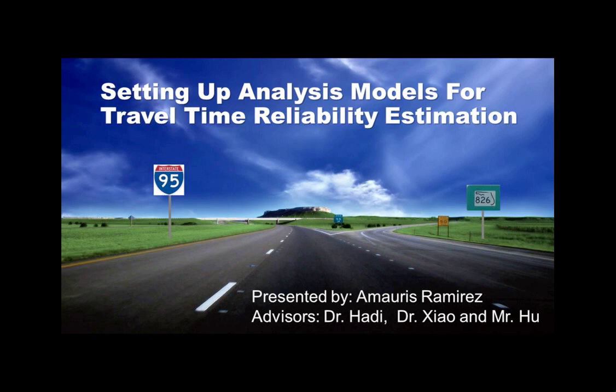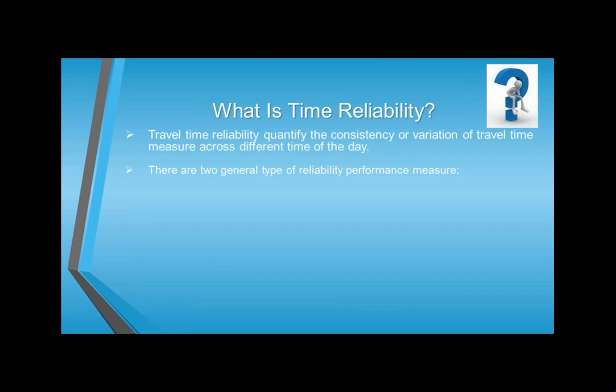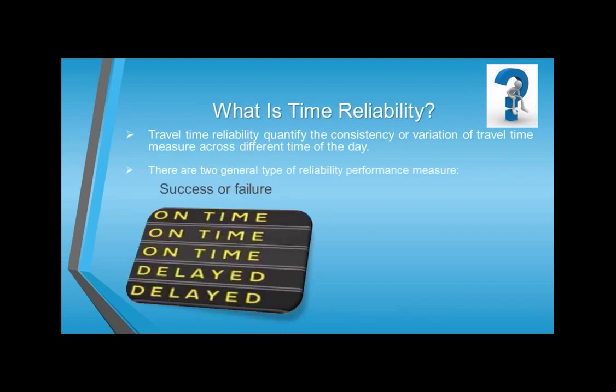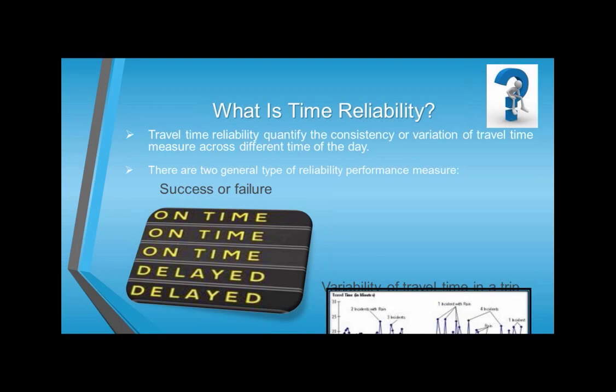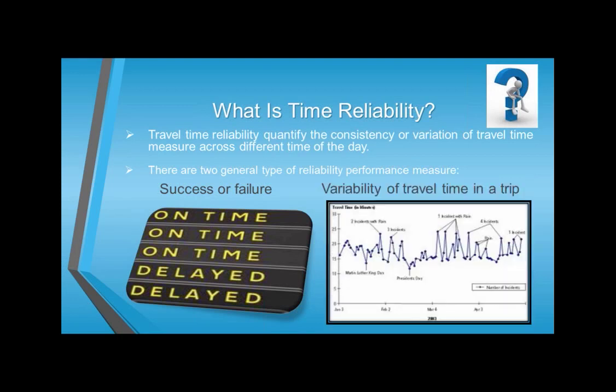Travel time reliability quantifies the consistency or the variation of the travel time among a period of time of the day. And there are 2 general types of travel time reliability. One, we can do it by taking into account if the travelers are getting to the destination on time or if they are getting to the destination with some kind of delay. The other one is by tracking the variability of time that the travelers are taking to get from one point to another.